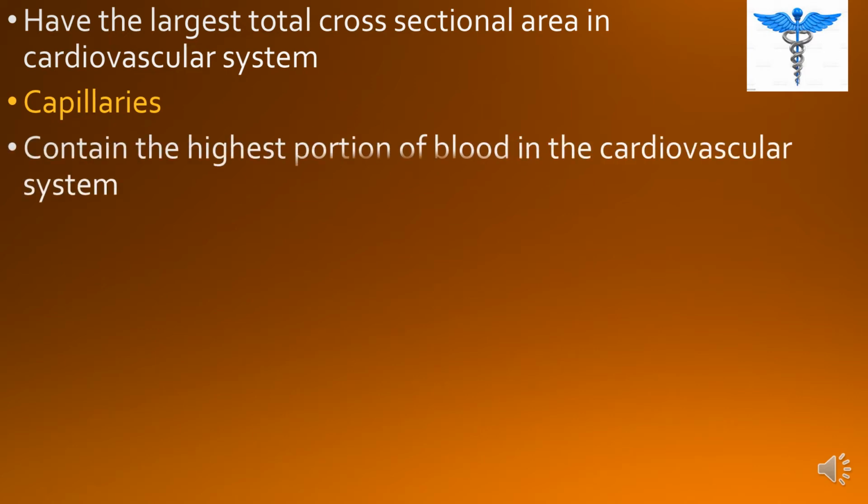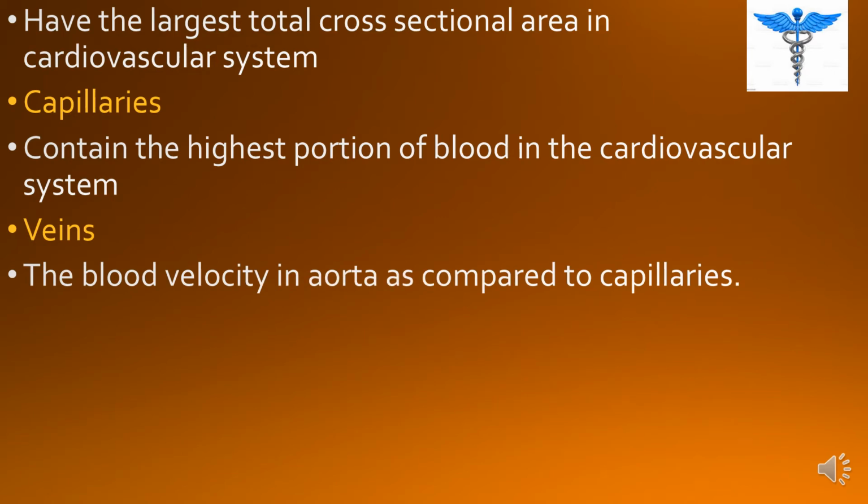The next question is which vessel has the highest portion of blood in the cardiovascular system? The answer is veins. The veins have the highest portion of blood in the cardiovascular system.